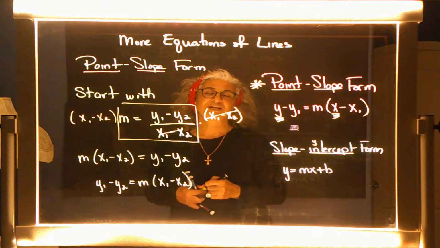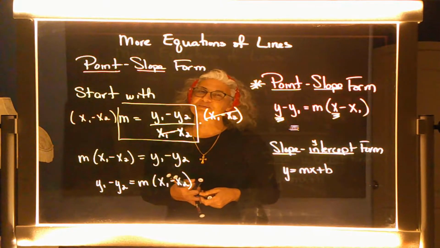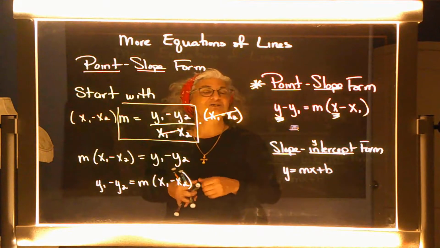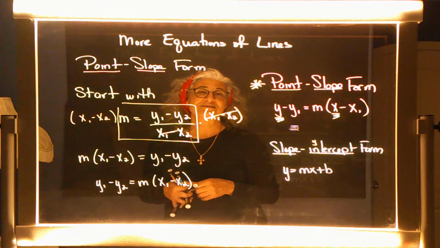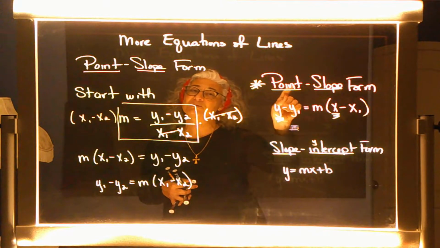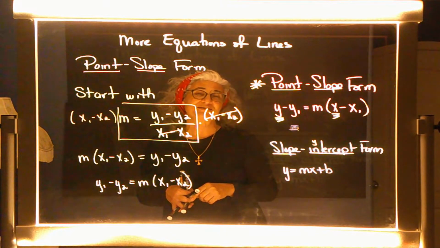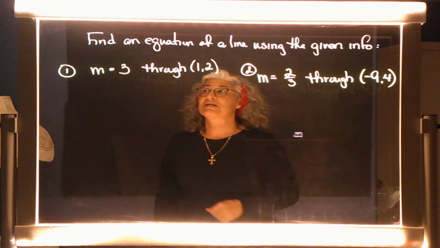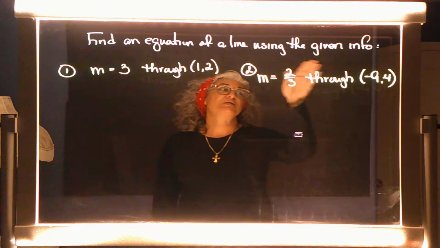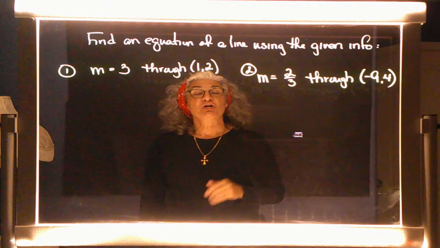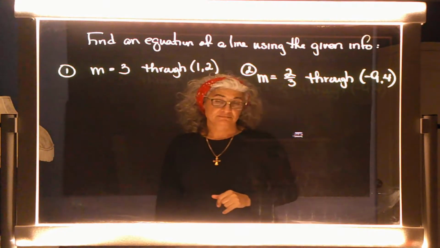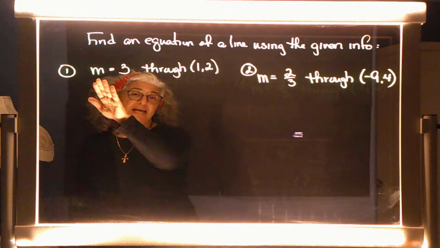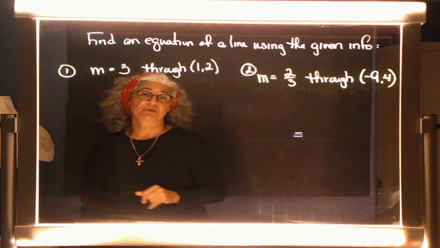Cool? Okay, so I'm going to be back with some examples of finding equations of lines, and this is the form that we are going to be using to help us. All right, so let's look at the directions. Find an equation of a line using the given information. So let's look at the first example. They gave me m, which is the slope, m equals 3.